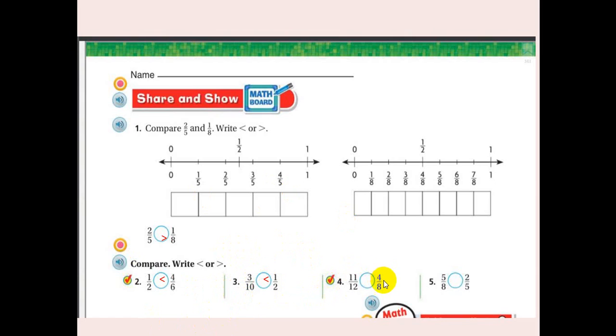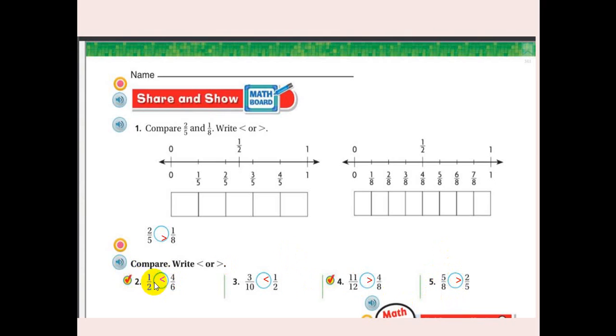11 over 12 or 4/8, which is bigger? Yes, 11 over 12, after the midpoint. 5/8 or 2/5: 5/8 is bigger, it is after the midpoint. The midpoint of eighths is 4 over 8. To check your answer, you can use the butterfly way.